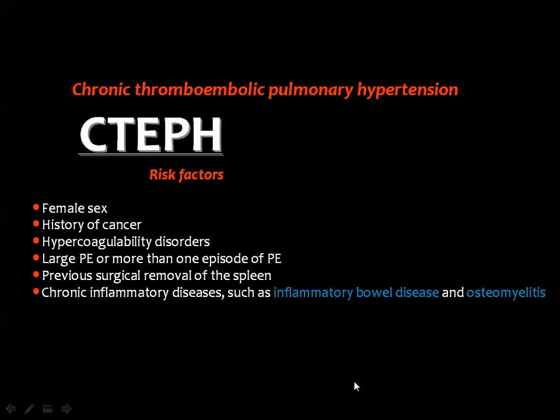Then we come to this important issue, which is known as chronic thromboembolic pulmonary hypertension, or CTEPH. This is a well-known disease which is seen more in females with a history of cancer or hypercoagulable disorders, in patients with a known history of pulmonary embolism or previous surgical removal of the spleen, and some of the chronic inflammatory diseases like inflammatory bowel disease and osteomyelitis.